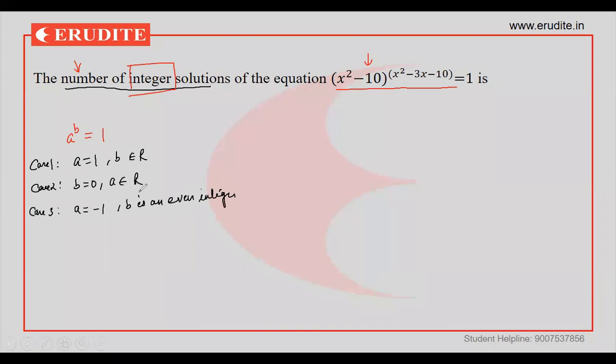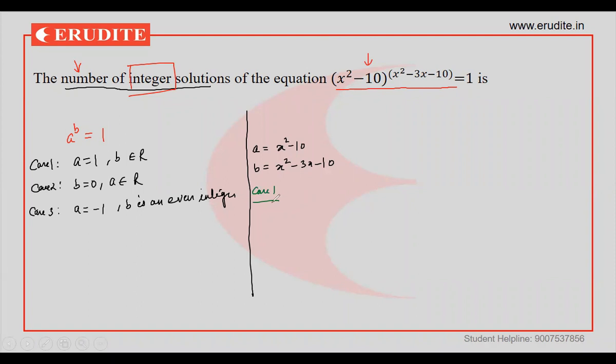So guys, I'm going to discuss all these three cases one by one. So let's discuss case number 1. If I compare a power b with this equation, then a is x square minus 10, and b is x square minus 3x minus 10. So after comparing a and b, I'm going to consider the case number 1.